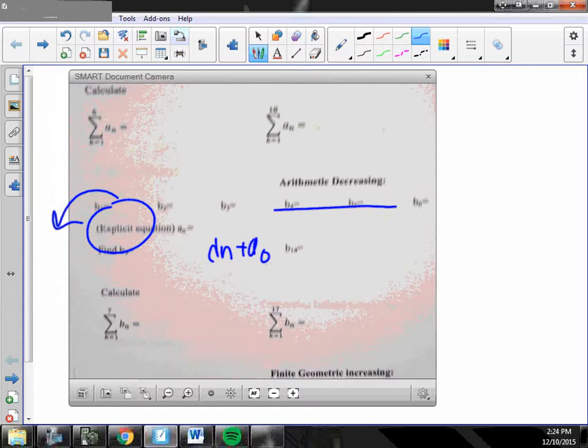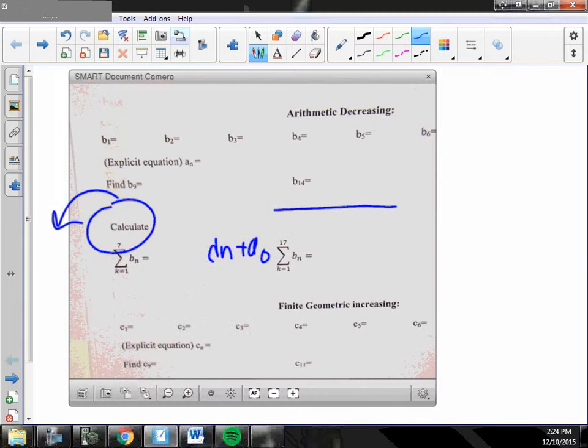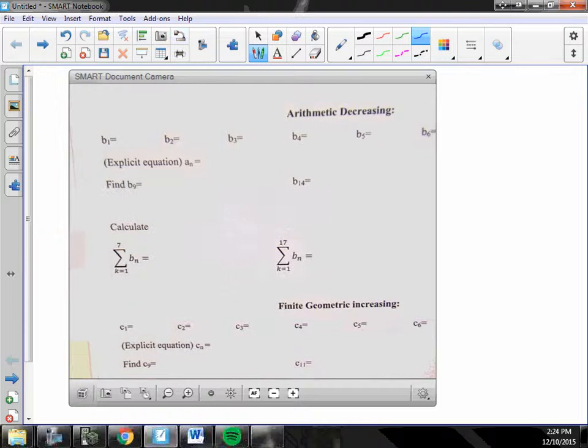Okay, go down. Arithmetic decreasing. So once again, it's still linear, but how do you create a decreasing arithmetic sequence? Your D has to be negative. You're subtracting, and also -1 is not allowed. No zeros and no ones or -1s.